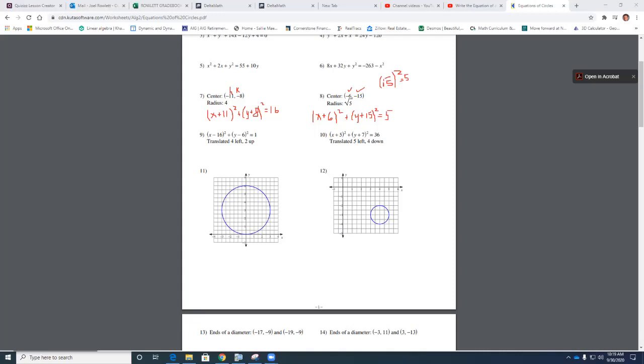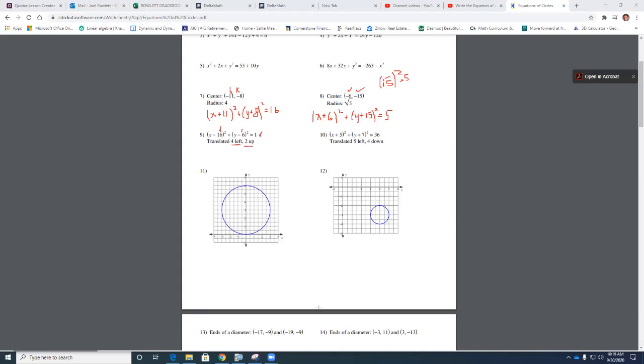Let's take a look at numbers 9 and 10. This time they're going to give you the circle's formula, which means you can tell the center, right? The center here would be at 16, 6. So the center of this circle is actually in quadrant 1, and it has a radius of 1. But they want to move this circle around. They want to move it 4 units to the left and 2 units up.